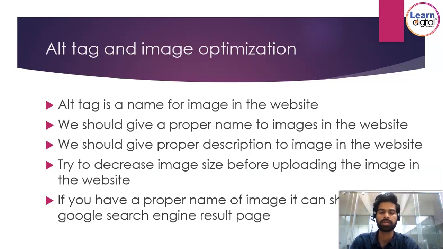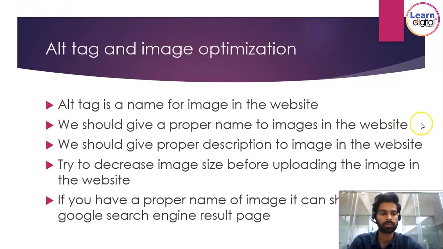So for image optimization, if you want to upload smaller size images, then you can use a tool called High Compress. High Compress is an online tool. You just need to upload the image and it will decrease your image size by 80 to 90%. So that will be so good. You can use that particular tool.